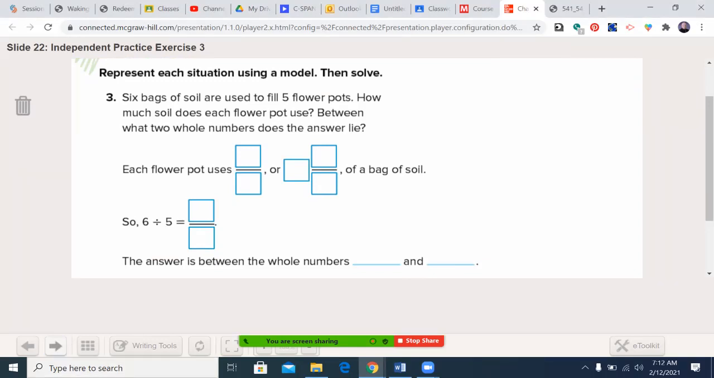Welcome back. Let's see how you did. 6 bags of soil are used to fill 5 flower pots. How much soil does each flower pot use? Now you could start with 5 flower pots and 6 bags, just like we did. And then you have 6 divided by 5, 6 bags, 5 pots. So each group, we had a full bag in each one, and then 1/5 of a bag in the others. 6/5. And that's between, again, 1 and 2.